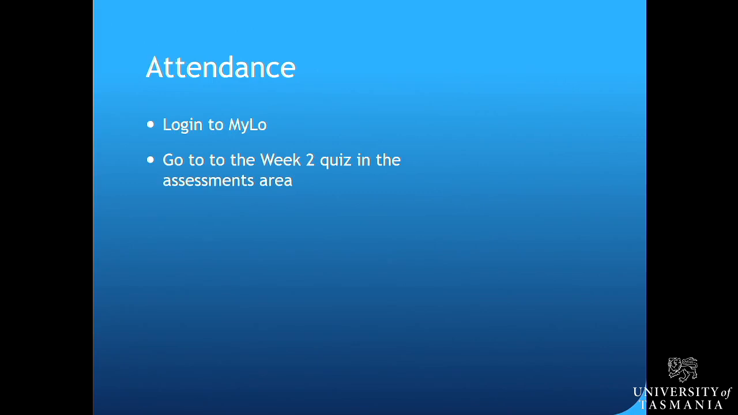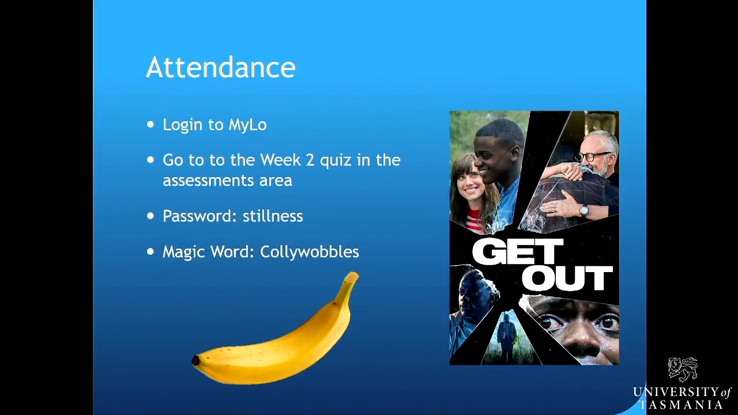All right, has everyone logged into Milo and gone to assessments and found the week 2 quiz? Click on the week 2 quiz. There's a little password field if you scroll down. The password is stillness. It's just a random word off a poster in my office. Once you've typed that in, you've got one question to answer. It's all randomised. There's like 6 different questions or whatever.